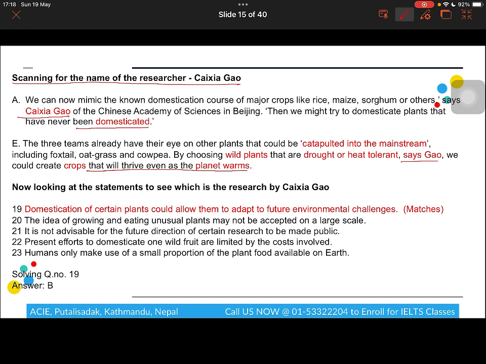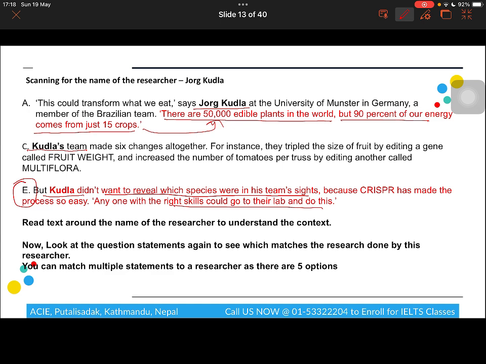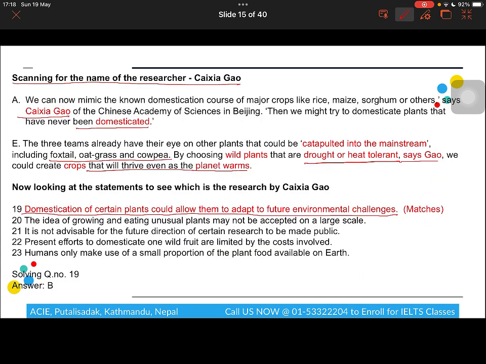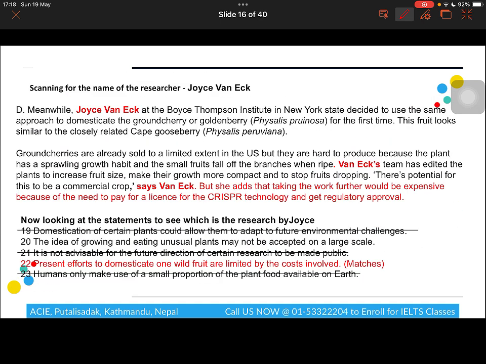Now, because I have already read the questions, I know that question number 19 is the answer for this, as she talks about this statement in paragraph number E, right? Domestication of certain plants could allow them to adapt to future environmental challenges. So certain plants are basically foxtail, oatgrass, and cowpea, and challenges such as drought or heat tolerance can be addressed, as domestication can help these plants adapt to the warming of the planet or environmental challenges. And hence 19 is our correct answer for option number B. So we are going to choose option number B as our answer for this question.